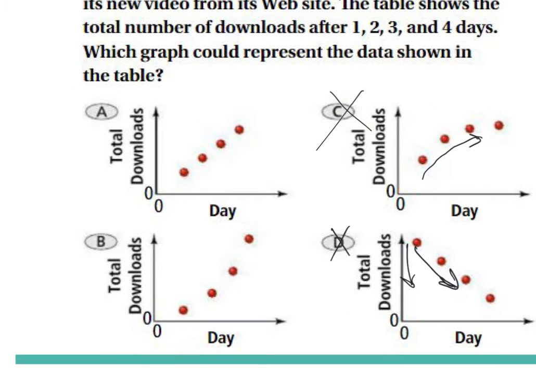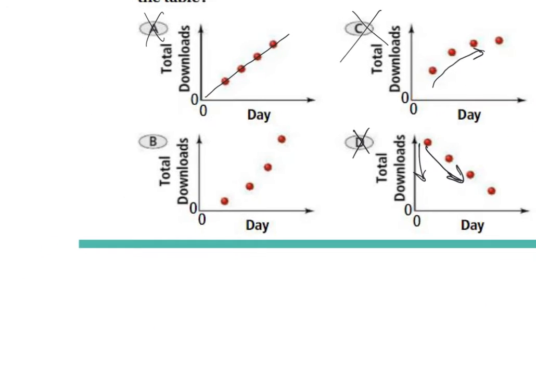A is linear, right? So we're going up by the same amount each time. It's straight, so A is also not our answer. So B has to be our answer, okay? And I'm going to explain also why B is our answer.